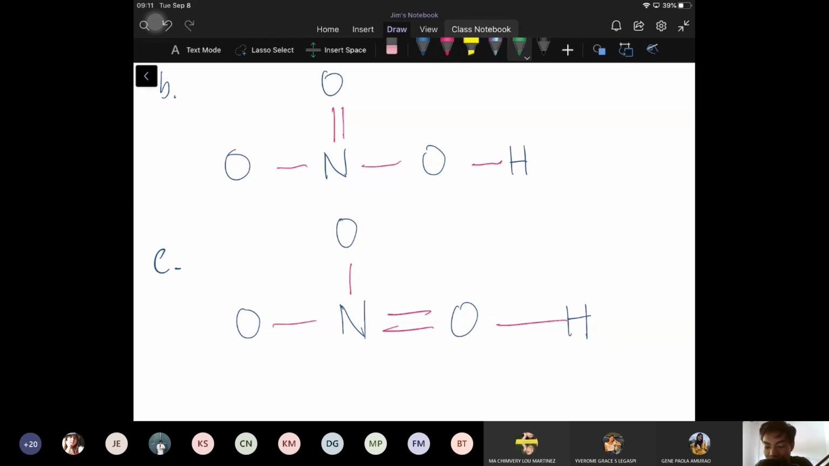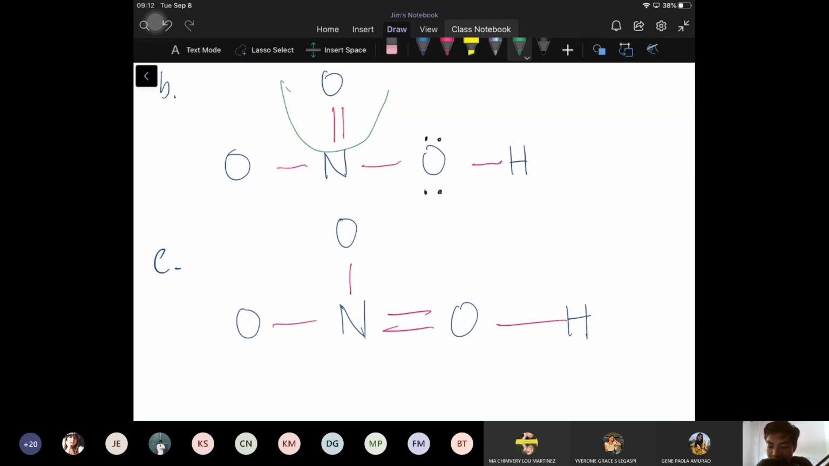Si B muna. Again, when distributing the lone pairs, terminal atoms muna, okay? For this oxygen, how many lone pairs are needed? 3. Ilan pa? 2 po. Two lone pairs. And so, isa, dalawa. Okay, so by adding 2 lone pairs, it follows the octet rule na. So, 2, 4, 6, 8. So, we're done with that na.